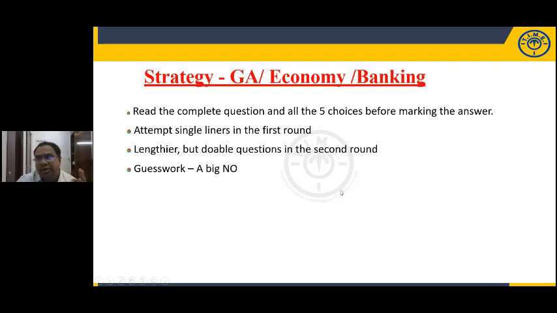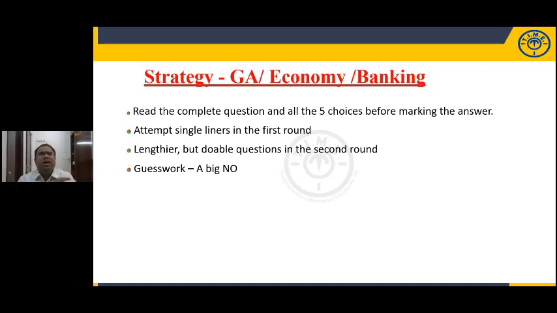No guesswork. An educated guess to some extent is okay, but a wild guess, no. I don't know the answer to the question, so eeny, meeny, miny, then I'll mark the answer. No. You will not have this guesswork problem with quant, reasoning, English. You know or you don't know, only 2 categories. But in GA and computers, there is a third category also: I know, I don't know, and I feel this is the answer. Sir, I think I have read it somewhere, I feel this should be the answer. No guesswork. No wild guess.